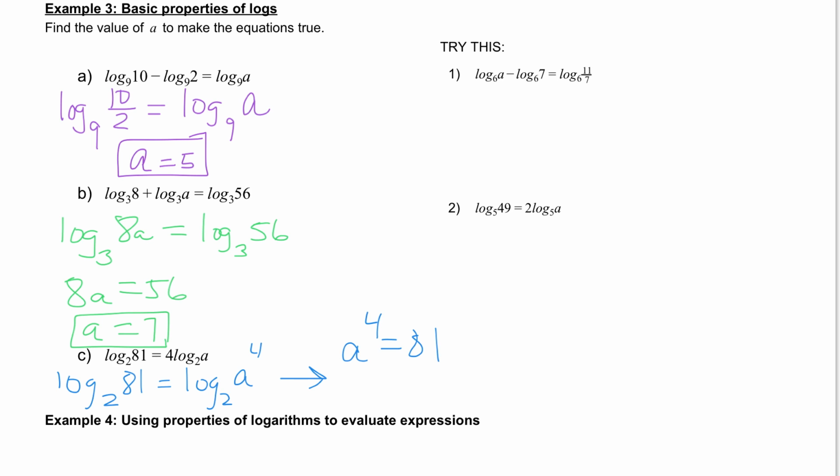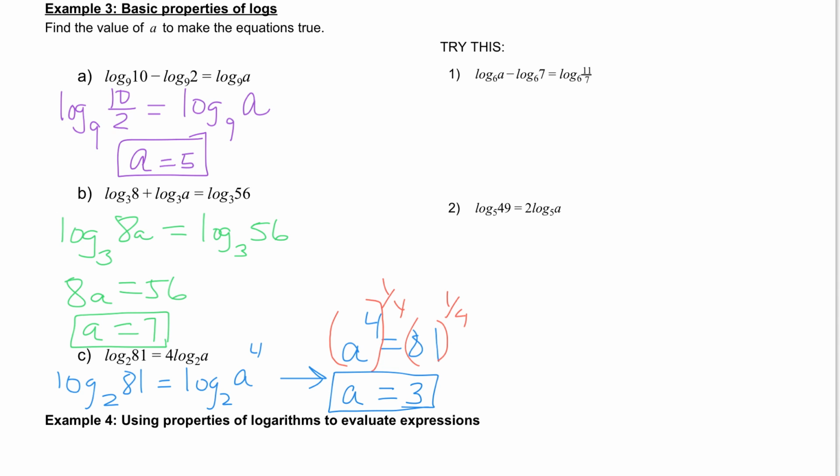Some of you might be able to do this in your head. Others of you, in order to solve for a base, you can raise everything to the exponent's reciprocal. So since our exponent is 4, we can raise this to the 1/4. So we have A to the 4th to the 1/4. Multiplying the exponents gives us just 1. And so we get A equal to 81 to the 1/4, which is 3.